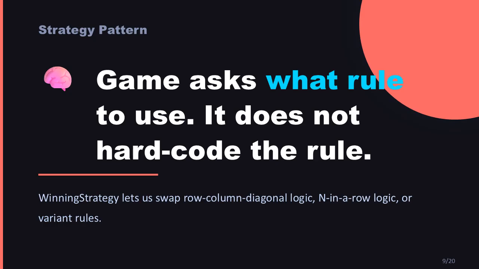Strategy pattern means you encapsulate an algorithm behind an interface. The context here, game, holds a reference to that interface. For normal tic-tac-toe, the strategy checks rows, columns, and diagonals. For another variant, you can swap in a different strategy without rewriting game. That is the main design signal. Rules can change without breaking the game engine.